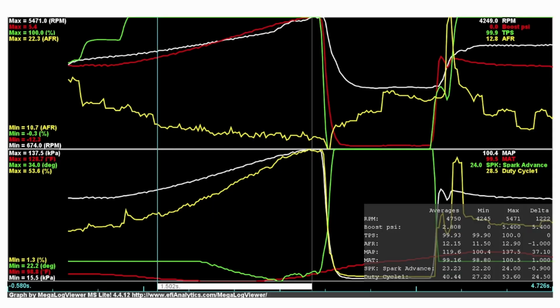Now that I've milked those 2 seconds about as long as humanly possible, let's look at the data. So this is the data log from the MegaSquirt in the car. The green trace is the throttle position. The white trace is engine RPM. The red trace up here is boost. The yellow trace is air fuel. And down below, the white trace is MAP, but in kilopascals. And the yellow trace is duty cycle, that's on the injectors. It's got pretty big injectors in this car. And then you have timing in green, and then the red line down here is MAT, or manifold air temperature.